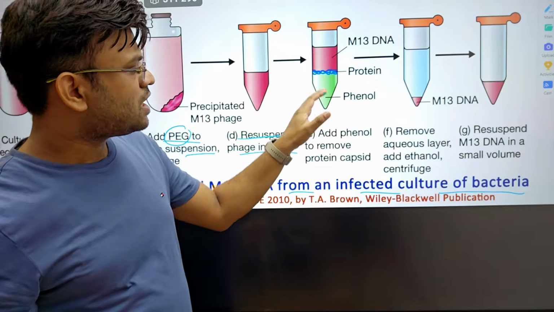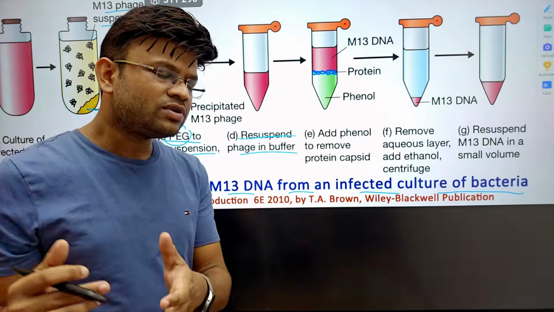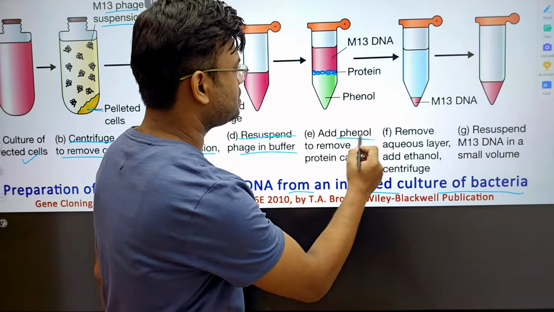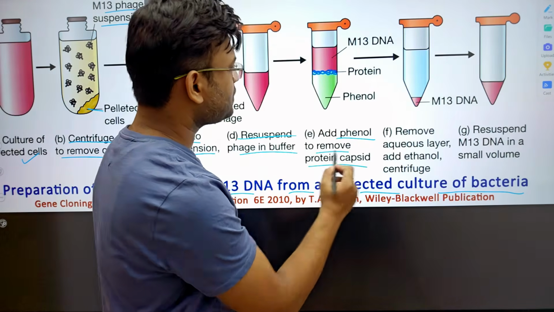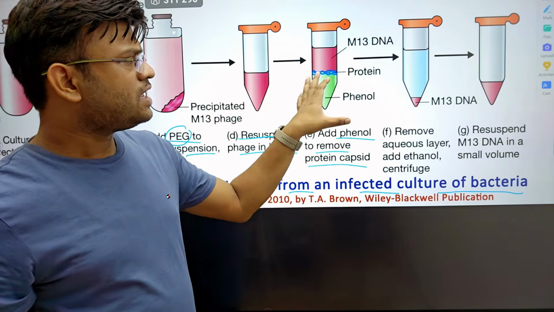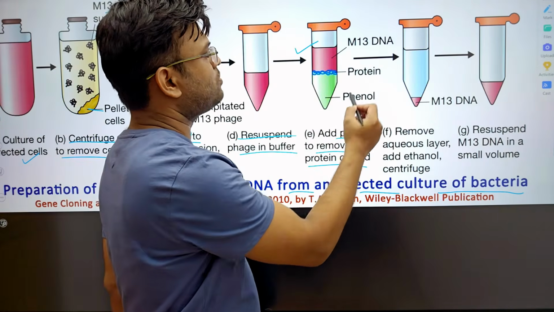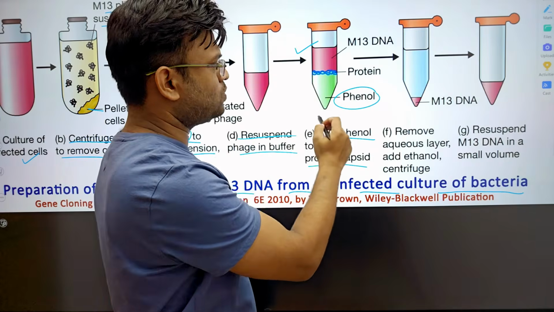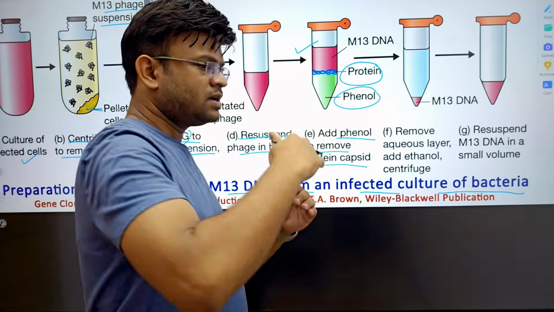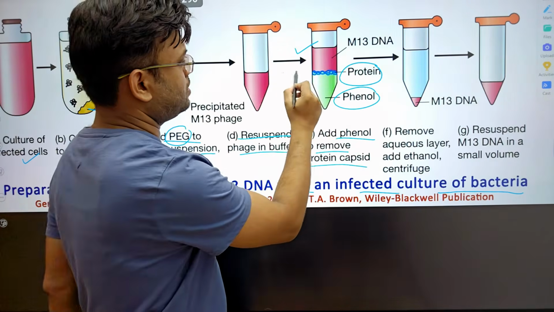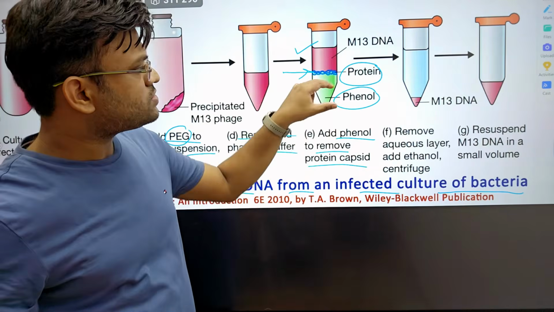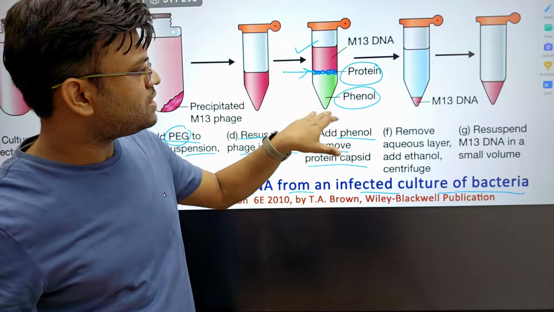Now you take out the DNA by using the phenol chloroform method, right? So when you are adding phenol chloroform, what happens is the M13 DNA would come out in the chloroform form, or phenol form is present downwards, and protein is present just intermediate between the two layers. So this is the protein form, this is the M13 DNA, this is the phenol.